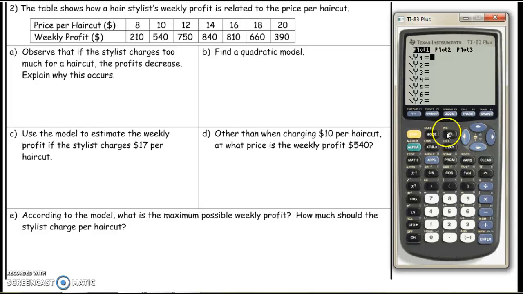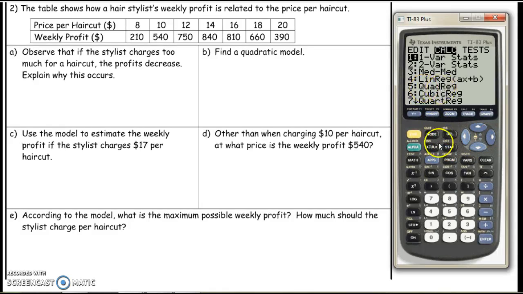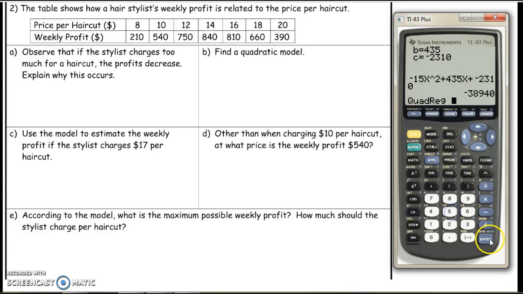My calculator turned off. So again, we're going to go to stat, arrow over to calc. We want the quadratic regression, which is number 5. Hit enter twice. Gives us the A value, the B value, and the C value. We want to put this into our y equals. So back down to step number 6 on your calculator reference sheet.